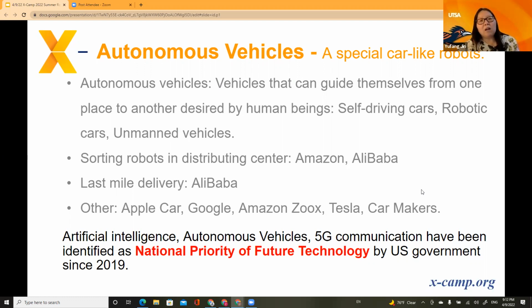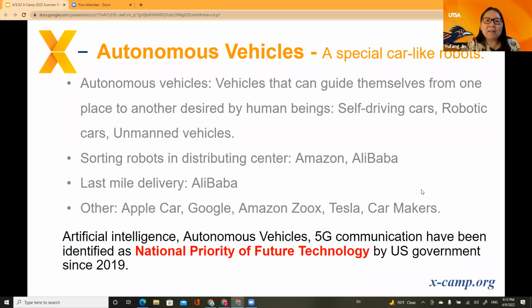So what is autonomous vehicle? Autonomous vehicle is defined as vehicles that can guide themselves from one place to another desired place by human beings. It's also named as self-driving cars, robotic cars, or unmanned vehicles. Even for unmanned vehicles, you can have unmanned air vehicles, unmanned ground vehicles, or unmanned underwater vehicles. There are all kinds of vehicles you can think about.